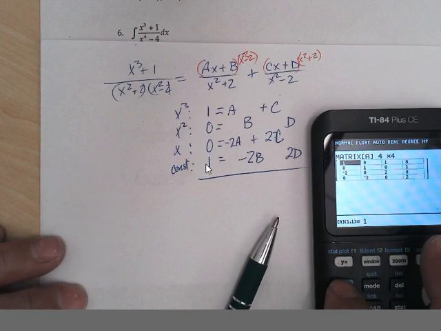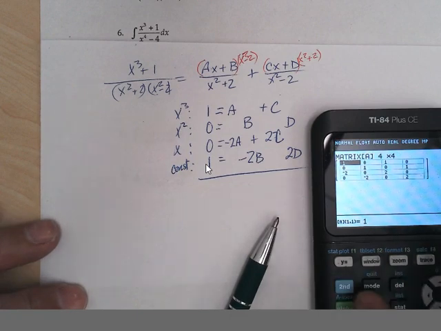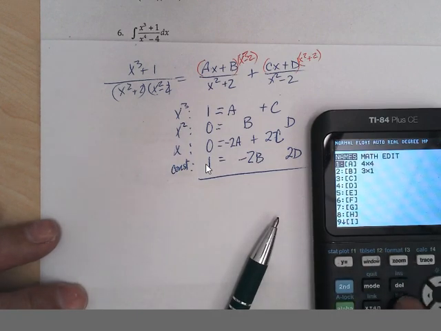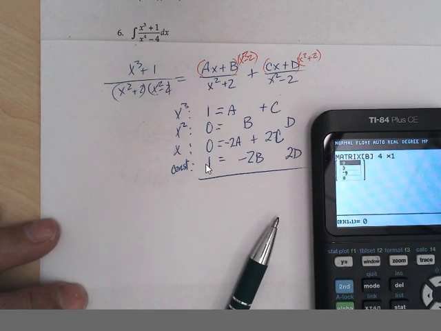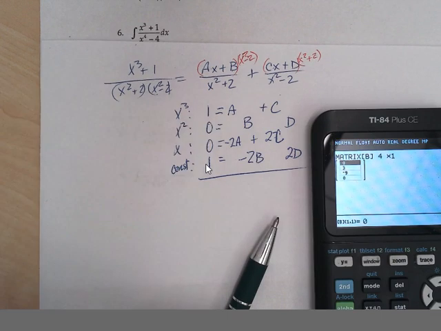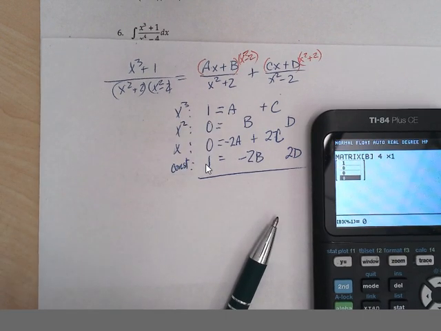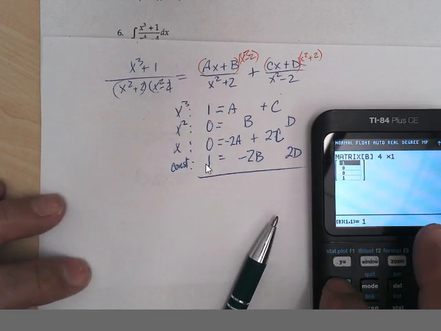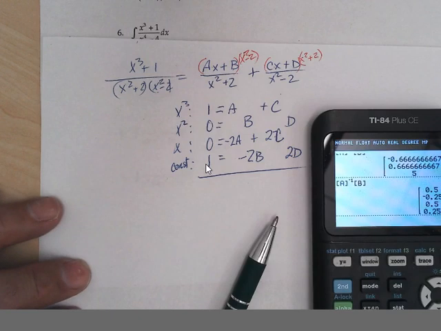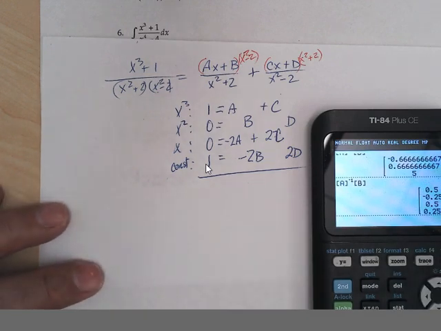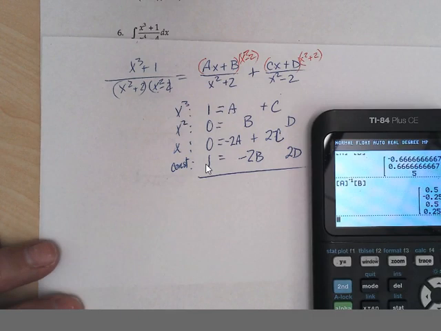And matrix, edit, B, and it's a 4 by 1, and it's 1, 0, 0, 1. Second quit, A inverse B, and we get 1/2, minus a quarter, 1/2, plus a quarter.